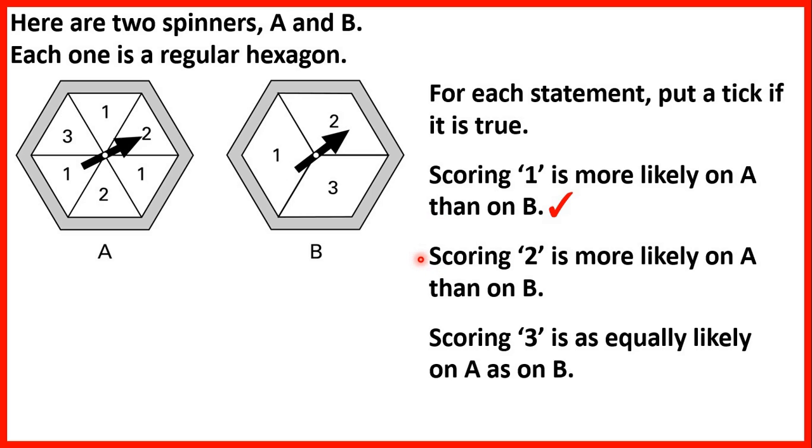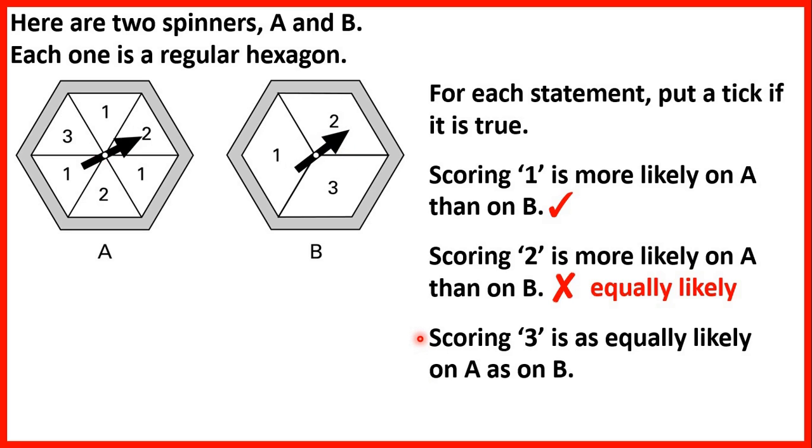Now, scoring 2 is more likely on A than on B. So on spinner A, we can see that the number 2 covers 2 of our 6 pieces. So that's 2/6, which is the same as 1/3. And on spinner B, again, we have 1/3 covering number 2. So the chance is 1/3 on both spinner A and on spinner B. So this statement is not true. It's equally likely to score a 2 on spinner A and on spinner B.